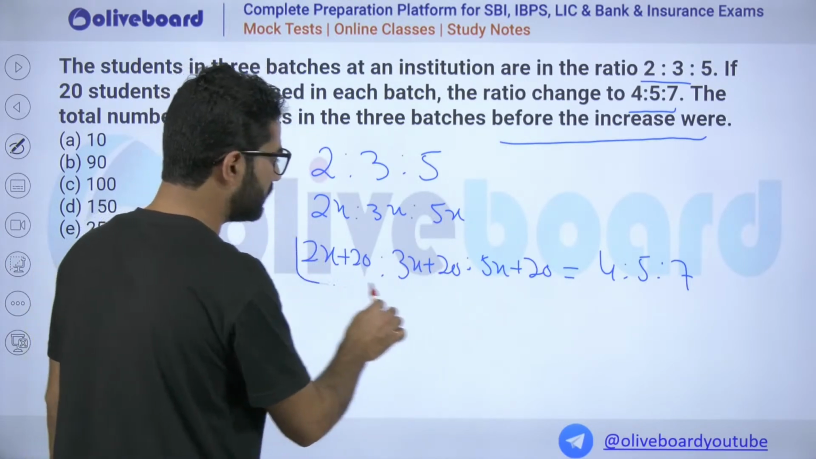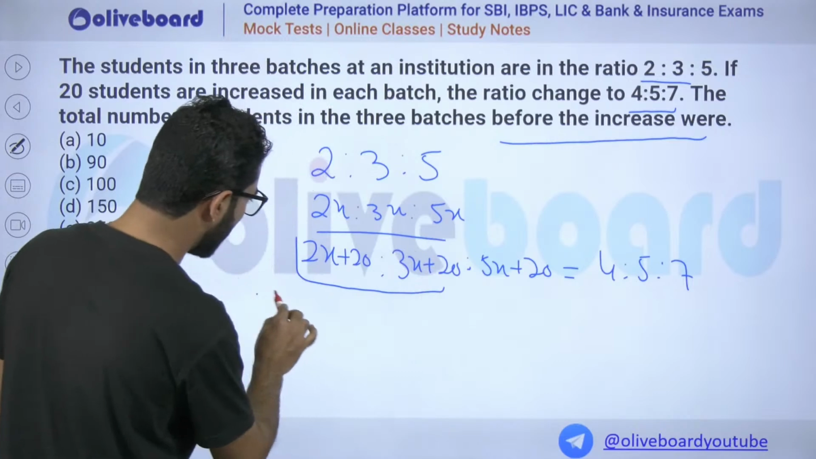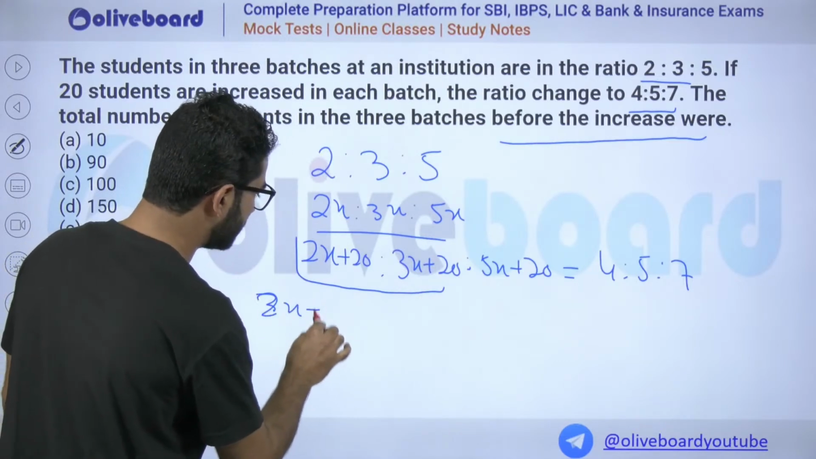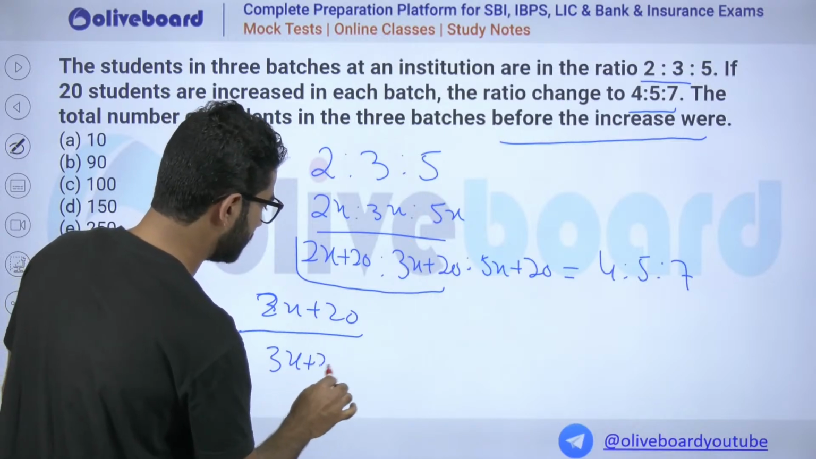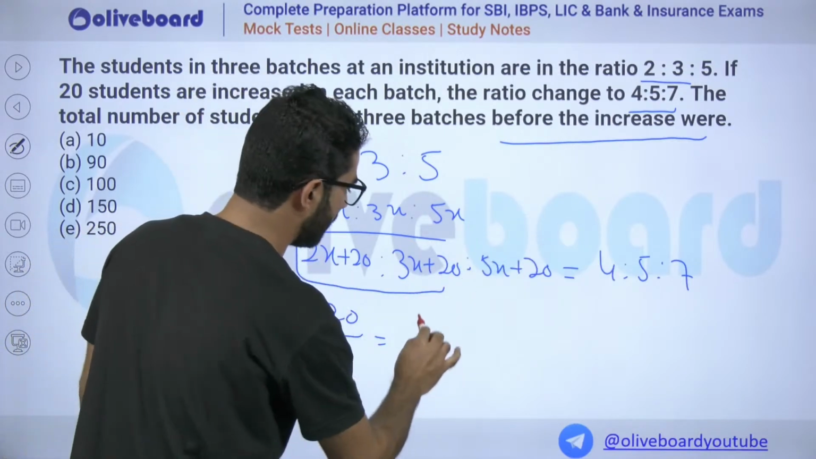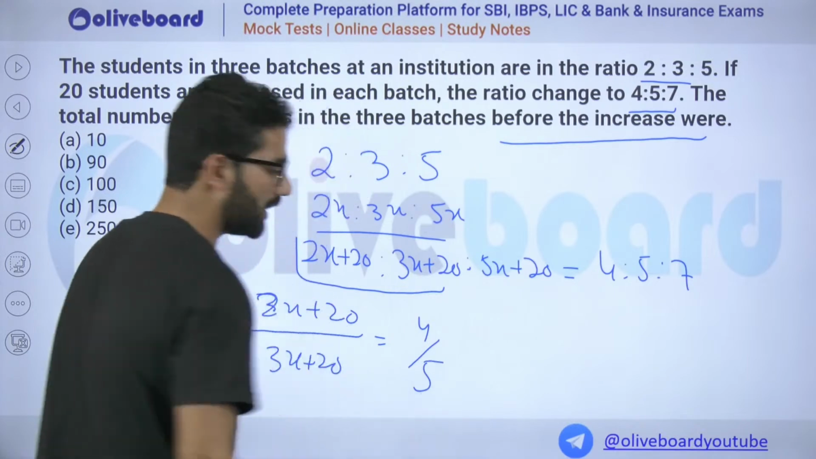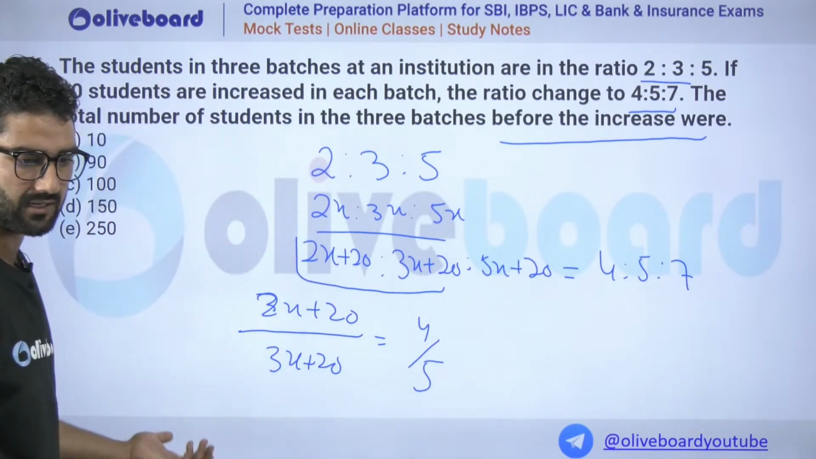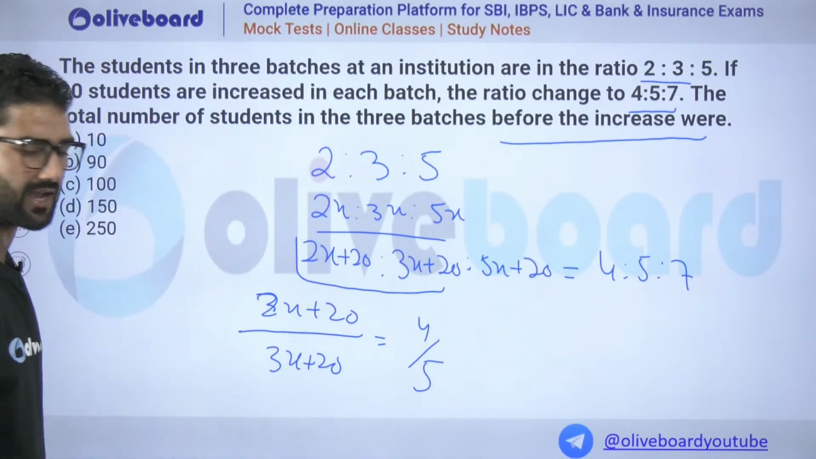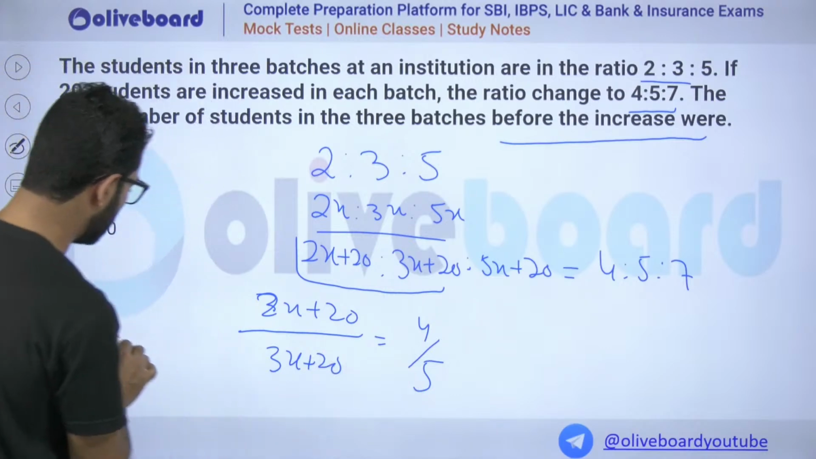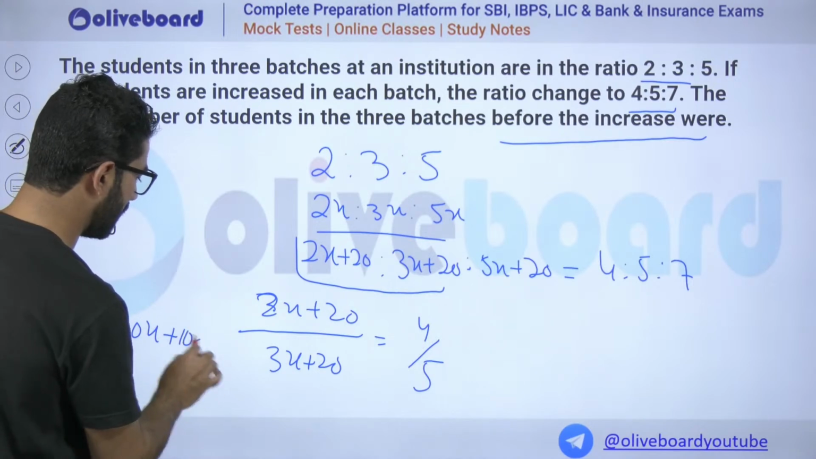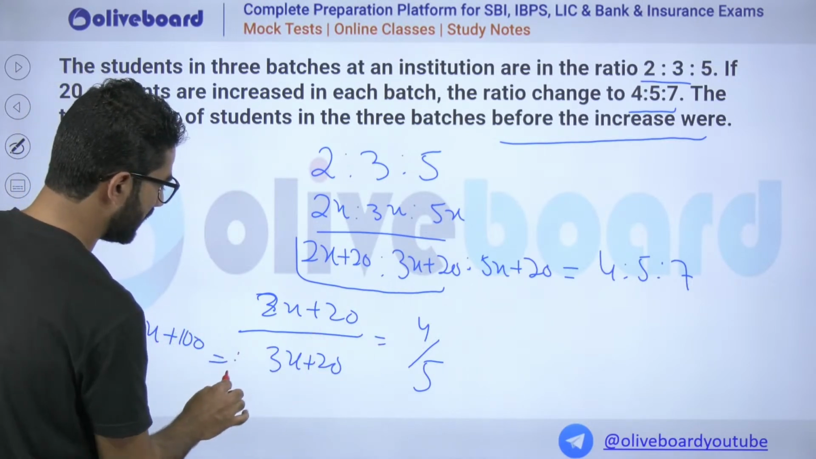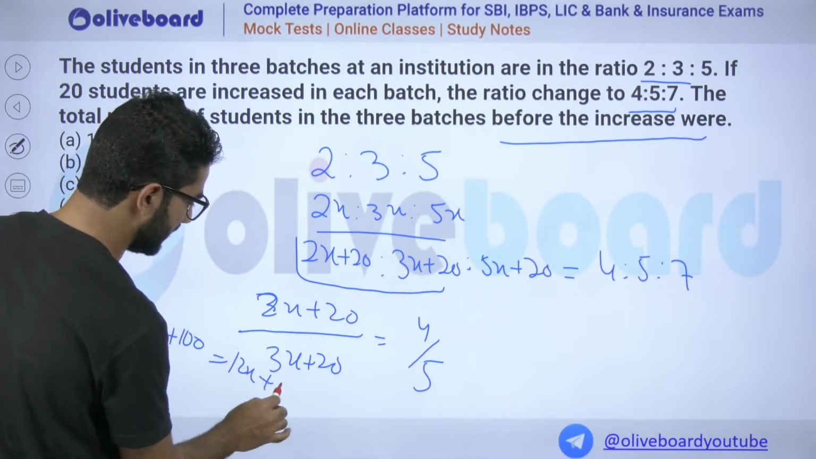So if I take these two, I can write 2x plus 20 divided by 3x plus 20. Now their ratio is how much? 4/5. It will be quite easy to solve this question, my dear. How? Now you can cross multiply, so it will be 10x plus 100, and that will be equal to 12x plus 80.